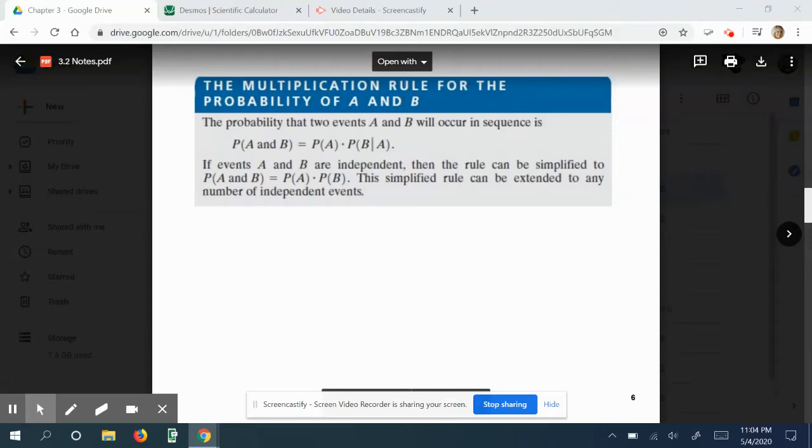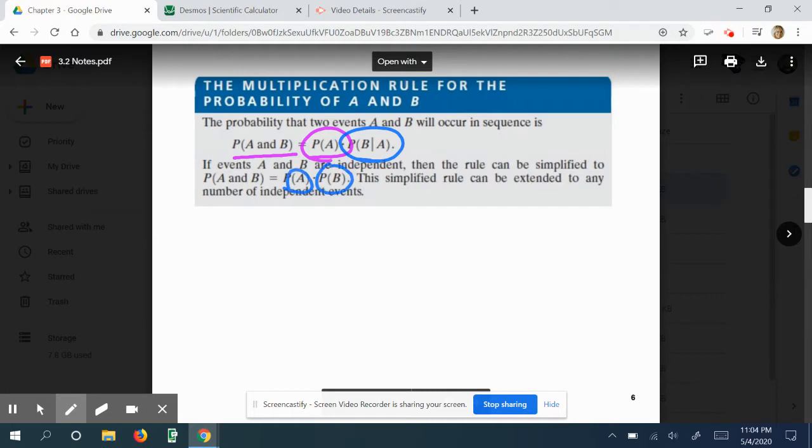So the multiplication rule of probabilities is where we left off yesterday. The probability of two events, A and B, occurring is this: the probability of A and B occurring is the probability of A times the probability of B given that A occurs. So if events A and B are independent, then the rule can simply be the probability of A times the probability of B, right?